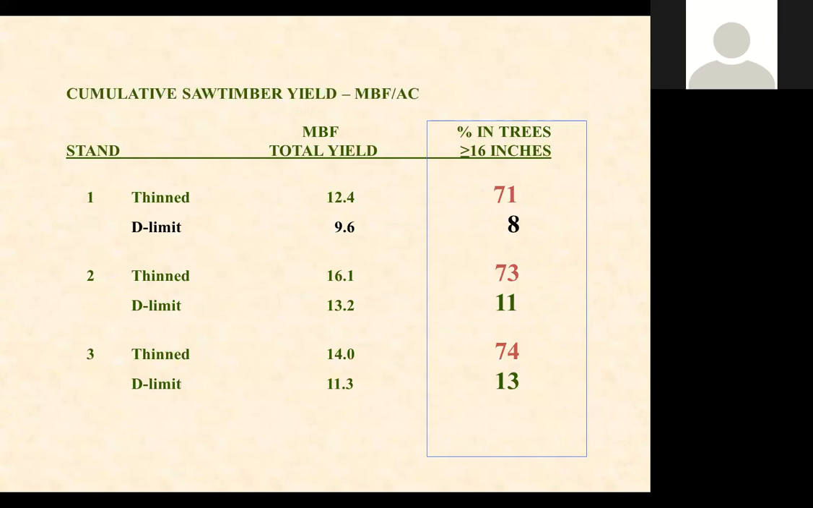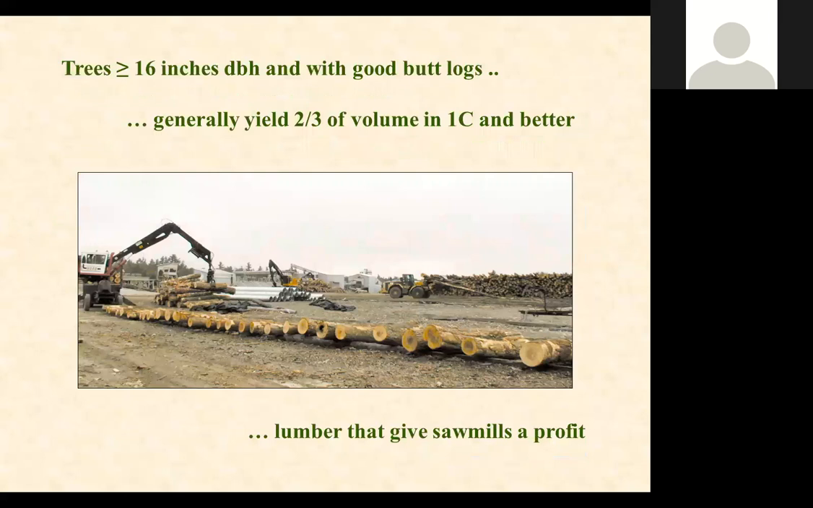And why is that important? Because if you use the standard U.S. Forest Service tree grades for hardwoods, about two-thirds of the volume in a 16-inch and bigger tree, if it's grade one, will give you one common and better lumber. And that's the lumber that the sawmills make money on. They lose money on the two and three common lumber. So if you have trees that are going to be reaching that 16-inch threshold, and you're focused on leaving the best trees each time, as the rotation progresses you're getting better and better trees, and you end up with these high levels of yield in large diameter, high quality trees.